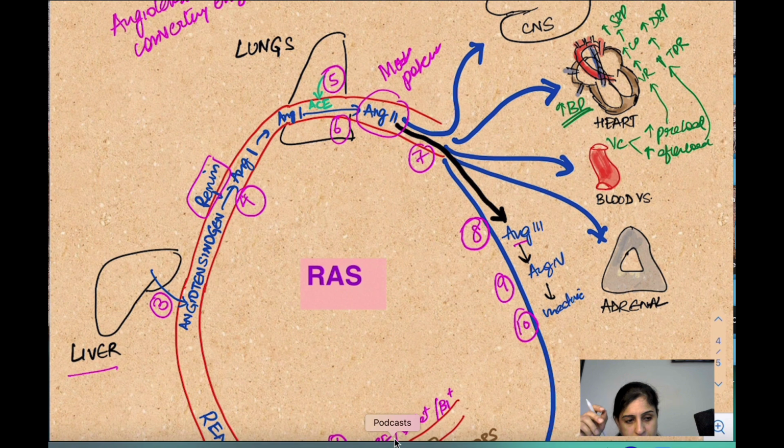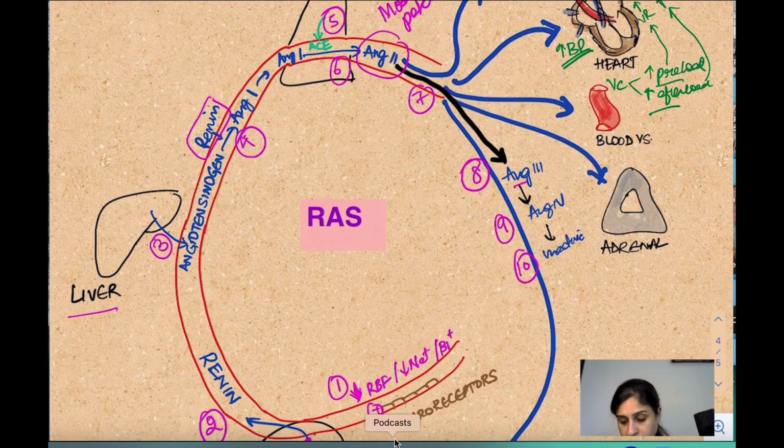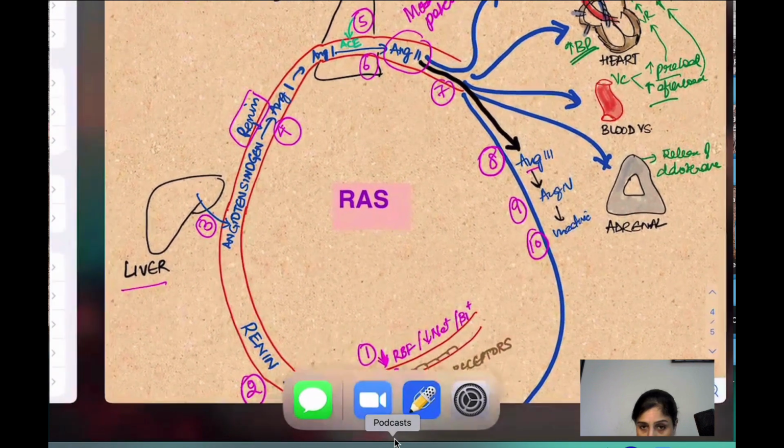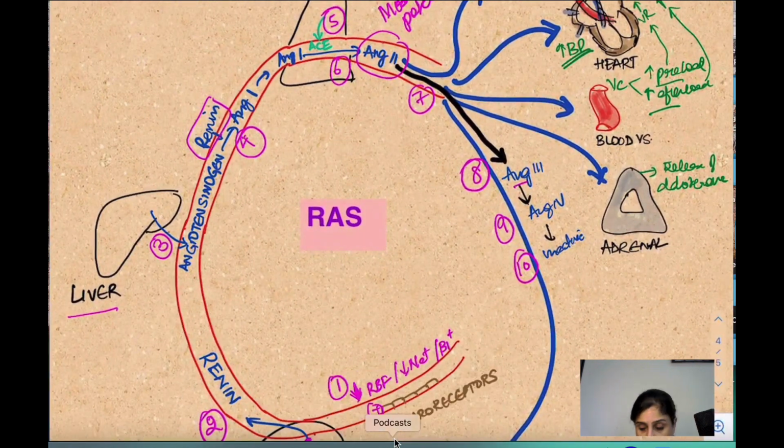So blood vessels में it is going to cause the vasoconstriction. दोनों चीजें, preload भी afterload भी बढ़ाएगा. Then its effects on the adrenal. It stimulates the adrenal gland and it causes the release of aldosterone. That is very important. This is the release of the aldosterone. And because aldosterone is released, what are its effects now?